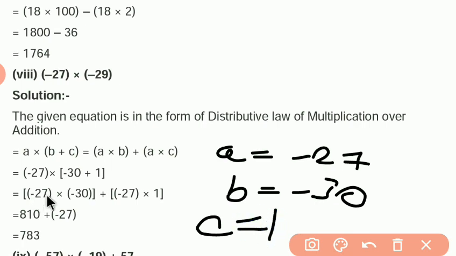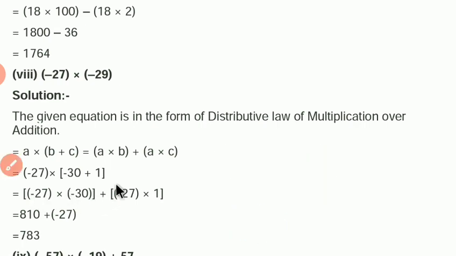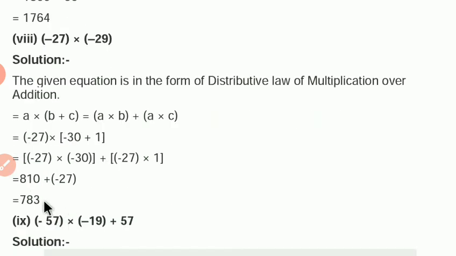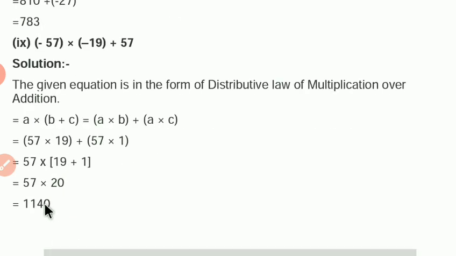So A is minus 27 into B minus 30 plus A into C means minus 27 into 1. So first we'll multiply, then after this we will add. So minus 27 into minus 30. 27, 30, 810 and minus into minus plus. Then plus as it is, minus 27 ones are minus 27. After this we'll open this bracket. So 810 plus into minus, minus 27. So 810 minus 27, which is equal to 783.